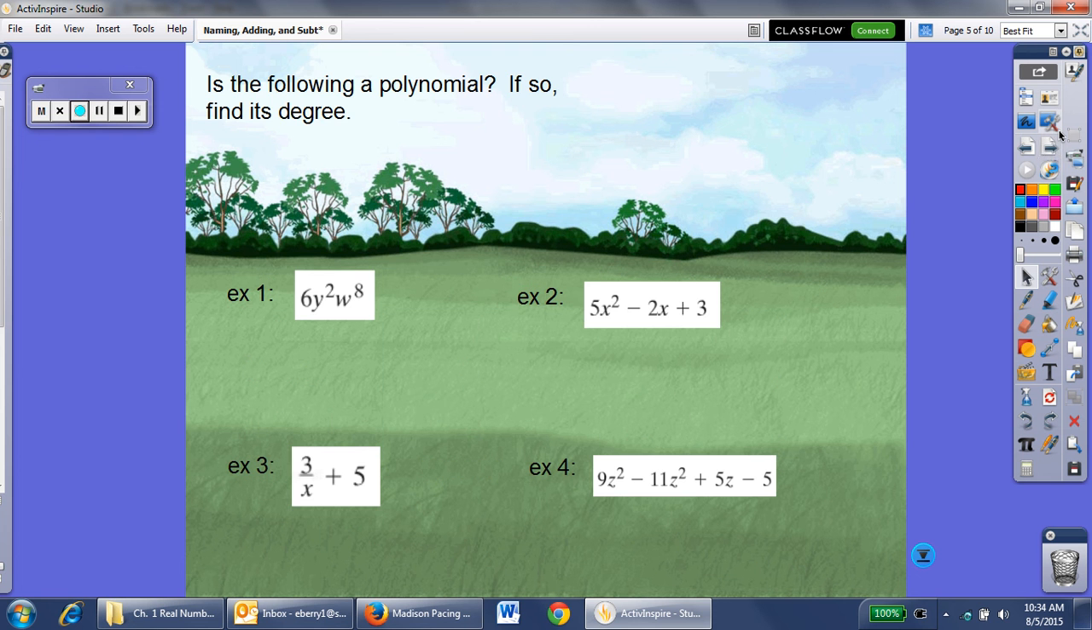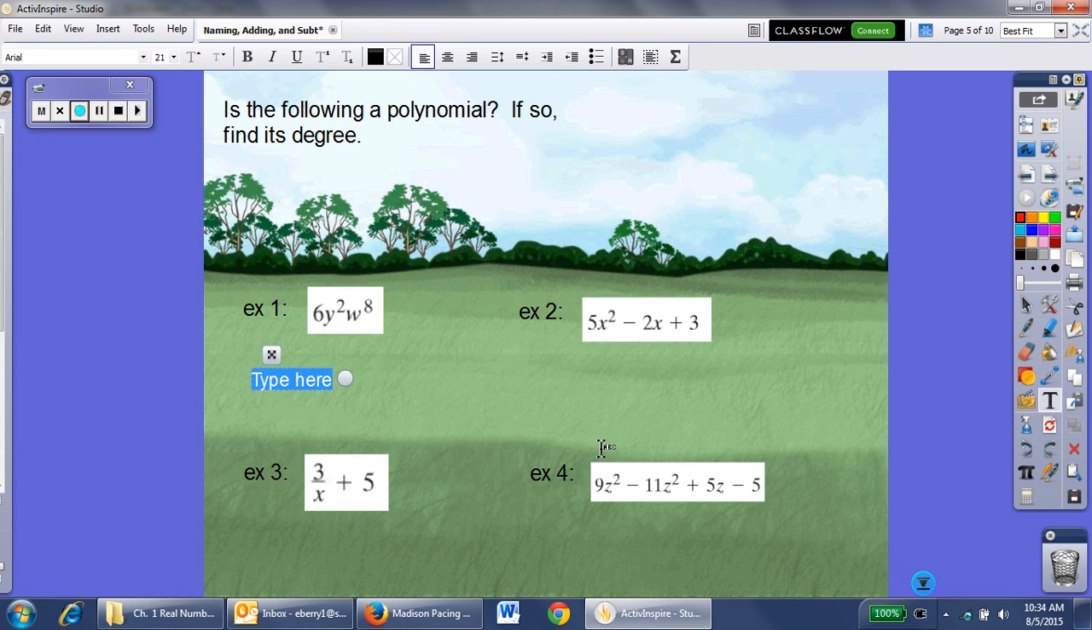Okay, let's do a few examples. So, is the following a polynomial? If so, find its degree. So the first one, yes, this is a polynomial. It looks like it's a monomial because it's all stuck together here. There are no plus or minus signs. And it has a degree of 8 because 8 is the highest exponent. Looking at example 2, yes, this is a polynomial. It's a trinomial because there are 3 terms. And the degree is 2 because that is the highest exponent here.